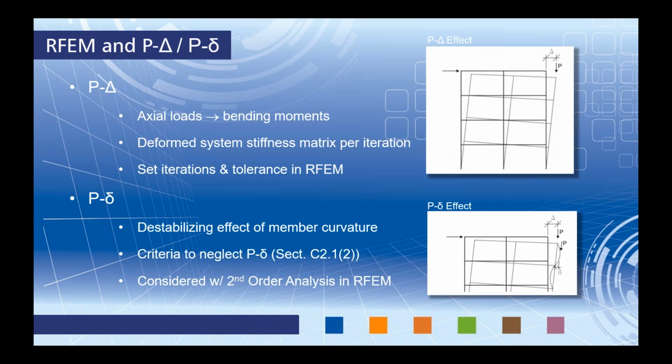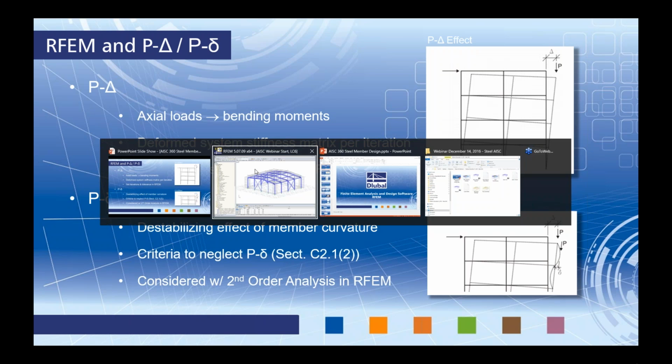Now this really is the engineer's discretion, but the nice thing about RFEM is that with that second order analysis, we will always include P little delta. Now some other programs require you to add additional nodes along the member to take that into account, but again with our program, you don't need to do all of that. It's automatically considered when we're running that second order analysis.